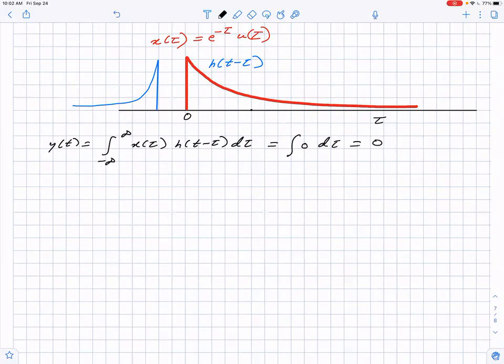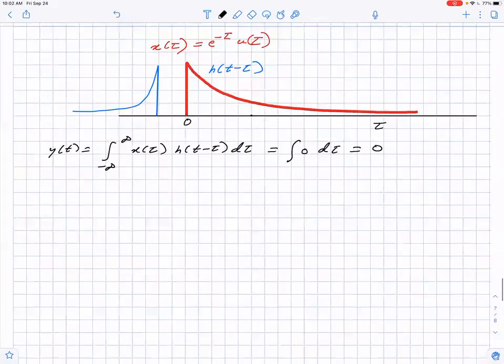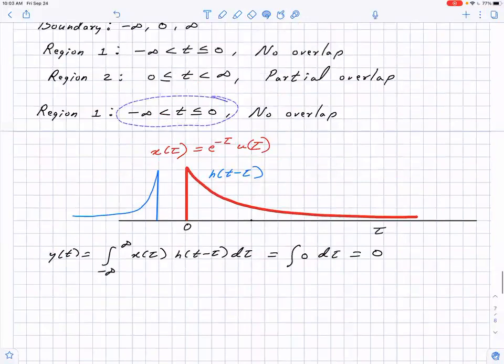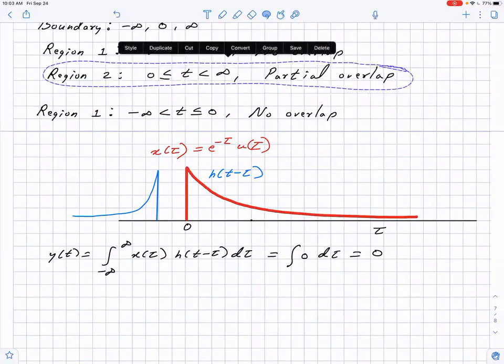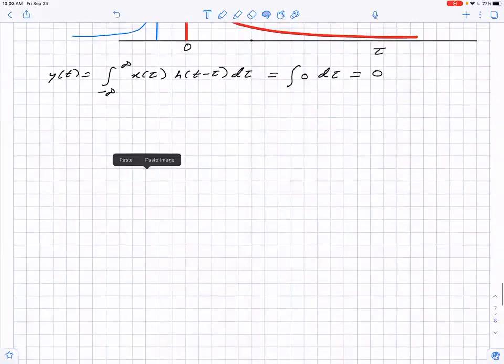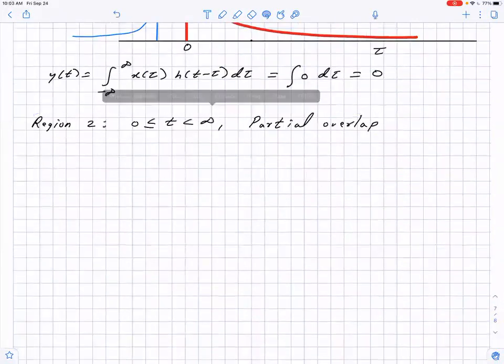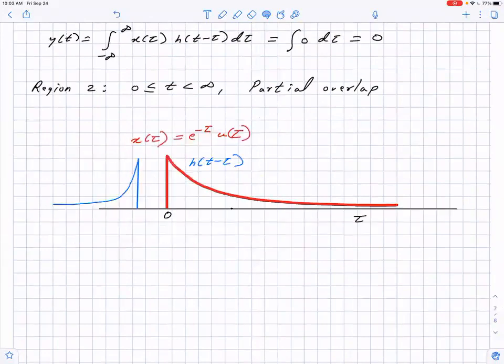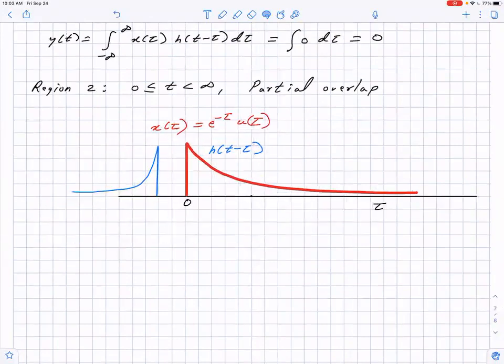So this is the expression for y of t. It is 0, and it applies only to this region. And we have to now consider region 2 separately. Okay, so let's draw a graph to show how the two functions look like in this region.